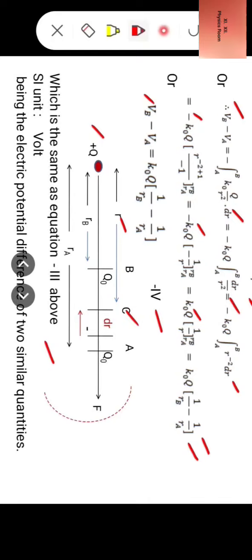Either we say work done or we say line integral. Now SI unit. SI unit is volt. So whether it is electric potential or electric potential difference, the units are the same, because the difference is of the same physical quantity, which has the same units. So SI unit is volt, being the electric potential difference of two similar quantities.